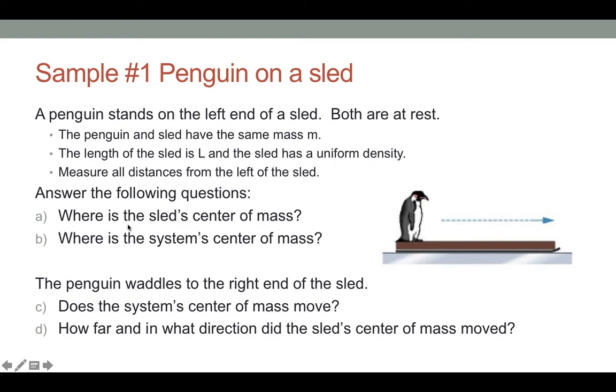So first I want you to figure out where the sled's center of mass is in terms of L and M, and then where the system's center of mass is. The system will be the sled and the penguin. Then the penguin will waddle from one end of the sled to the other end of the sled. I want to know, how does the system's center of mass move while this happens? And how far, and in what direction, does the sled's center of mass move? So answer those on the Google form.